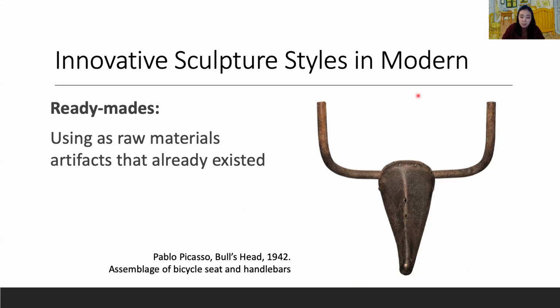So this is Pablo Picasso's work. Can you guess what the material is? Is that a bicycle seat? That's right. This is a bicycle seat. And what is this? The handle, maybe? That's right. It's made up of the bicycle's seat and the handlebar. And he created a bull's head. So such artworks are known as ready-made.